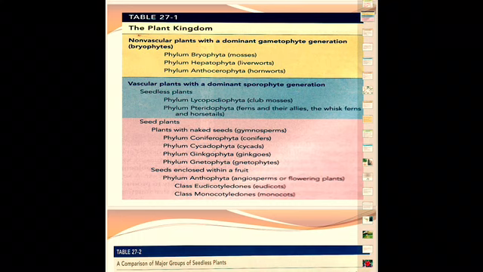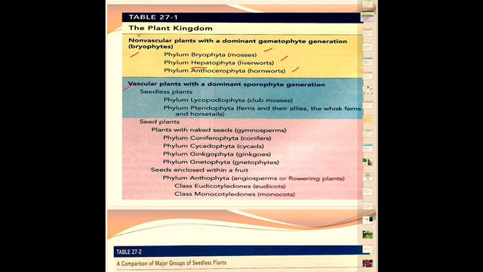Basically, the non-vascular plants we call bryophytes. Bryophytes refers to the non-vascular plants. They have 3 phyla: Bryophyta, Hepatophyta, and Anthocerophyta. Hepato, from the word hepa, means liver. So the common name for this phylum is liverworts. Anthocerophyta is hornworts, because this phylum has a structure like a horn. That's why the group is called hornworts.